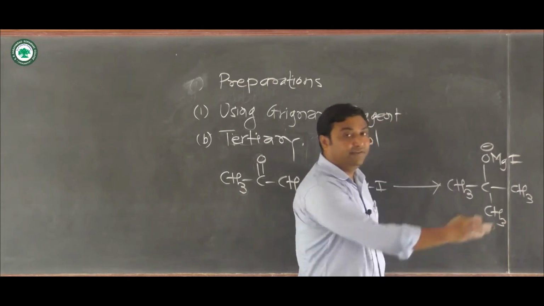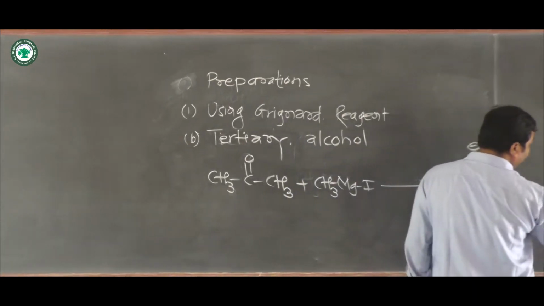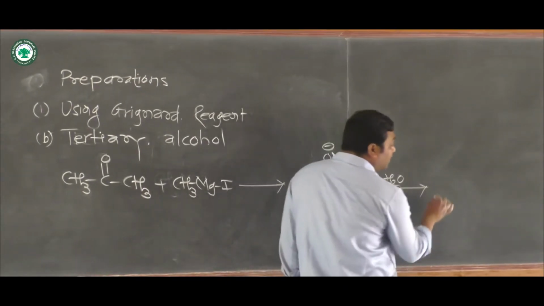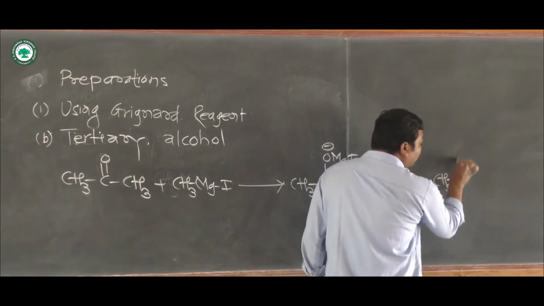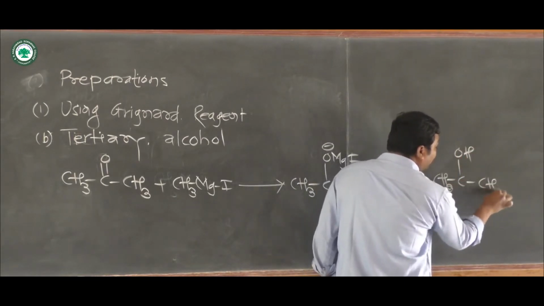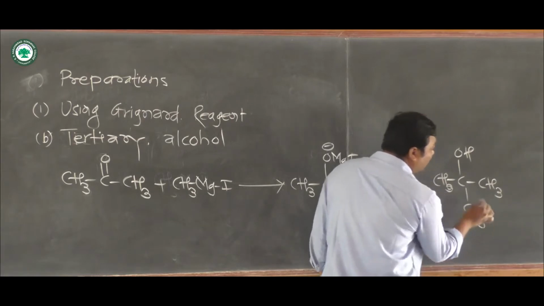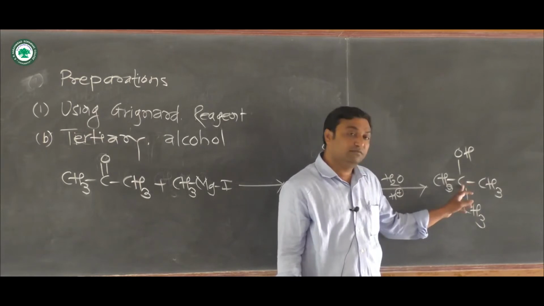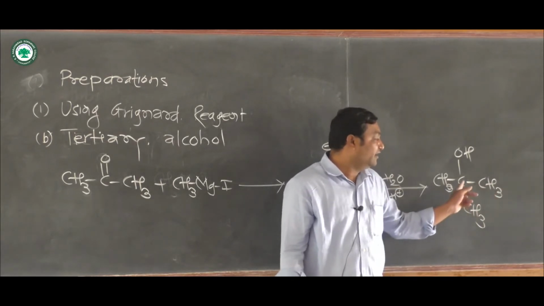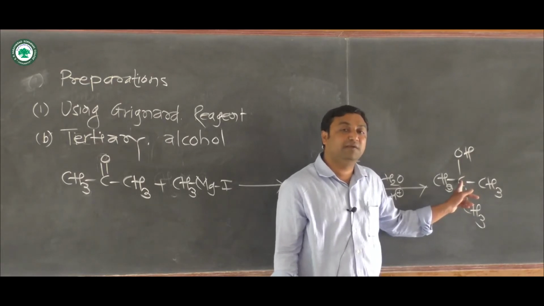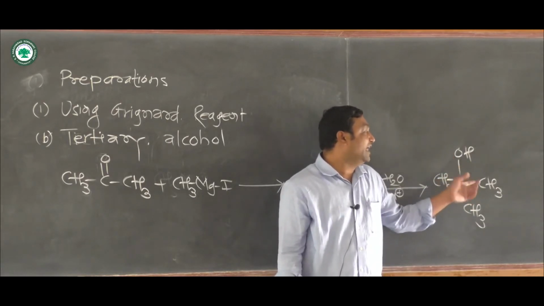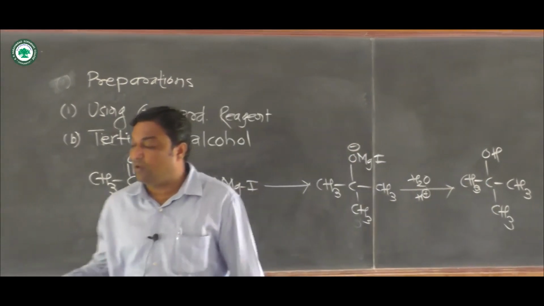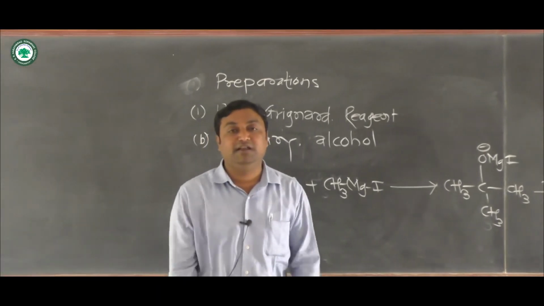which on hydrolysis gives tertiary butyl alcohol as a product. And we know that this carbon atom, as it contains three different carbon atoms, becomes a tertiary carbon atom, and if the OH group is directly attached to a tertiary carbon atom, it becomes tertiary alcohol. This is all about the preparation of alcohol by using Grignard reagent.